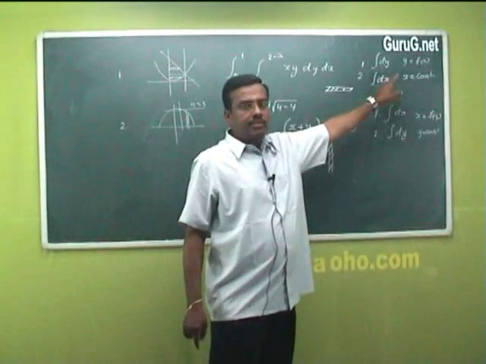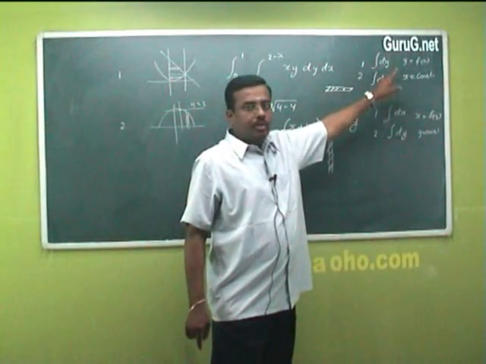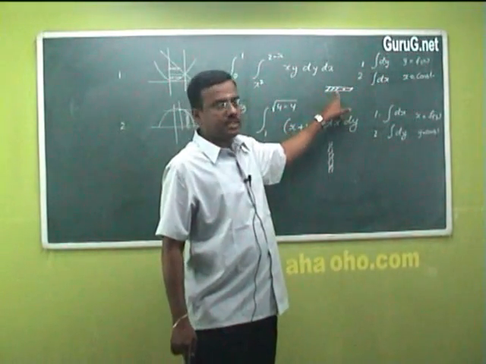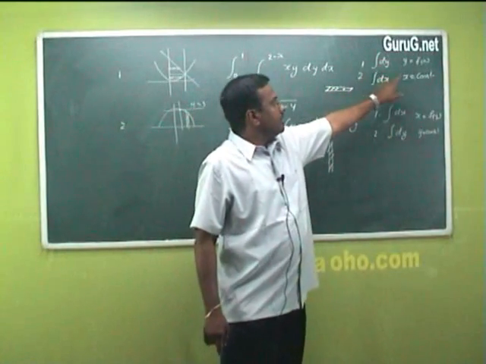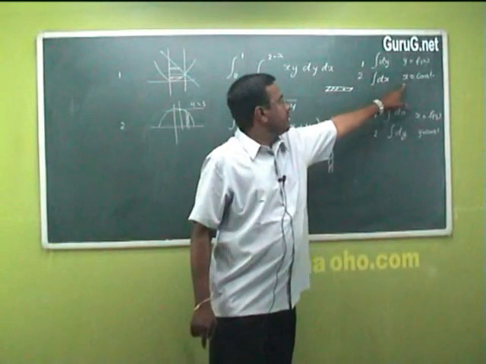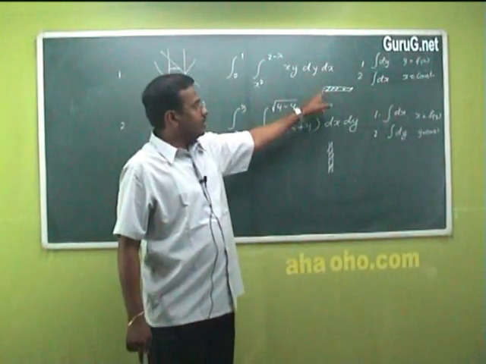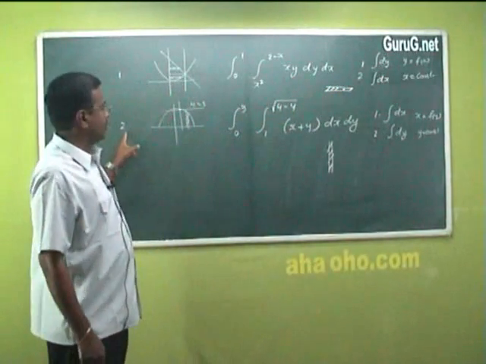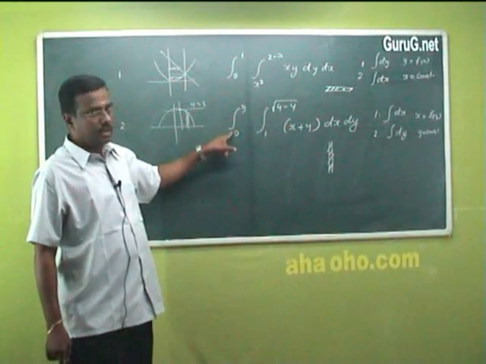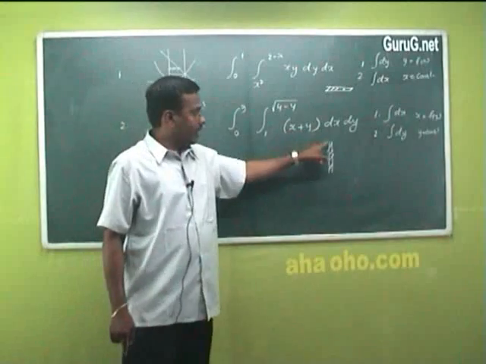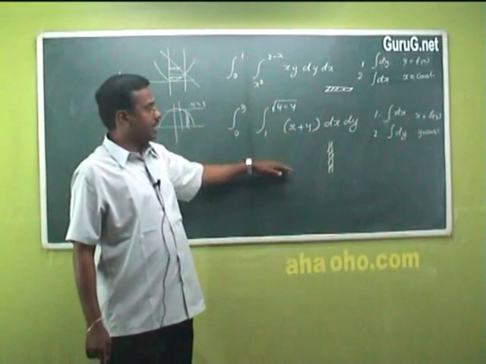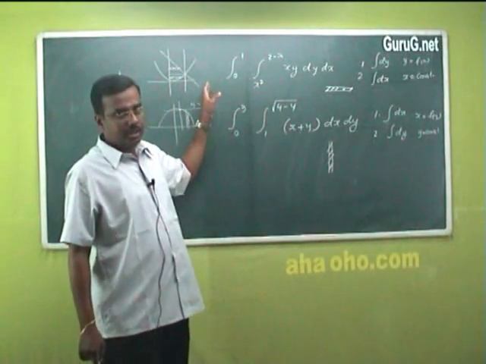If x limits are given in terms of constants, while proceeding in the problem, draw a strip parallel to x axis. In the second problem, here y limits are given in terms of constants. Therefore, draw a strip parallel to y axis. So, drawing strips parallel to x axis and y axis depends on the limits.